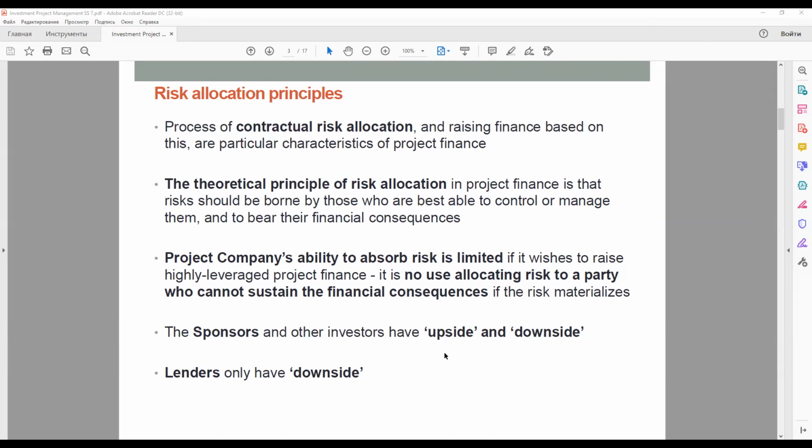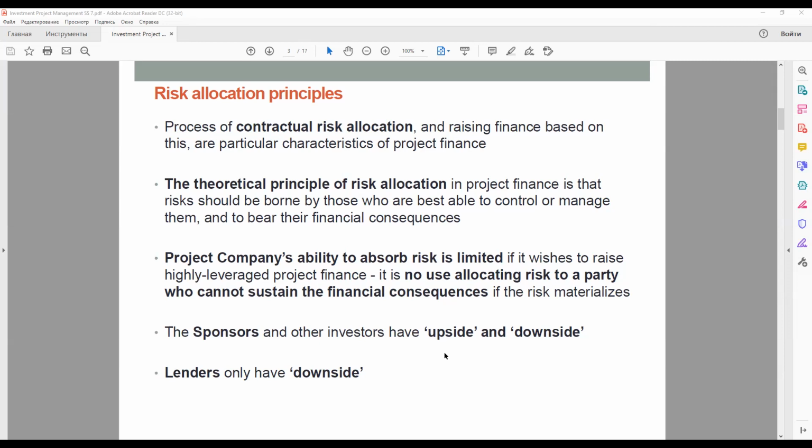Risk and the project company. Other parties to project contracts have to recognize that the project company's ability to absorb risk is limited if it wishes to raise highly leveraged project finance. It is no use allocating risk to a party who cannot sustain the financial consequences of the risk materializing.